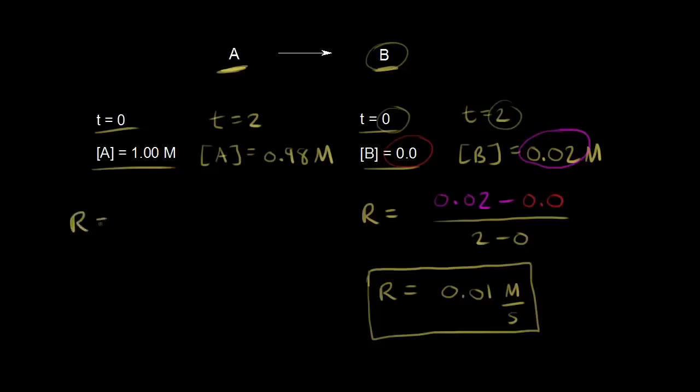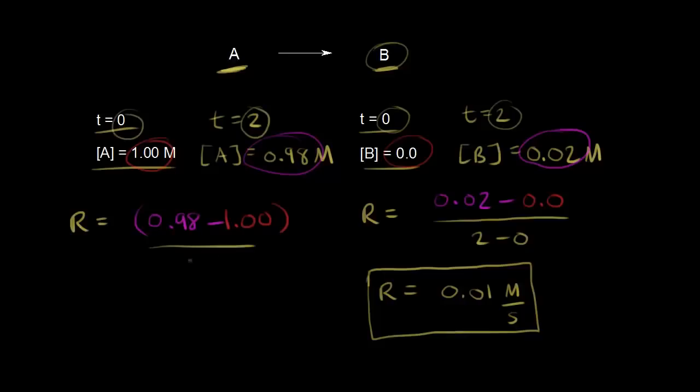So the rate would be equal to the change in the concentration of A, that's the final concentration of A, which is 0.98, minus the initial concentration of A. And the initial concentration of A is 1. So 0.98 minus 1, and this is all over the final time minus the initial time. This is over 2 minus 0. Now this would give us a negative 0.02 here over 2, and that would give us a negative rate of reaction.